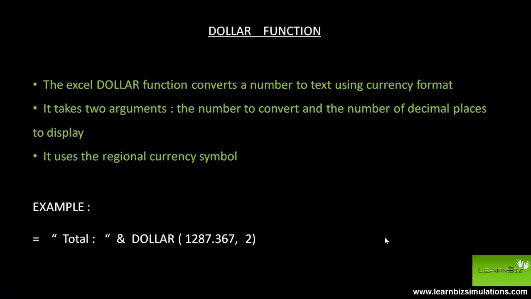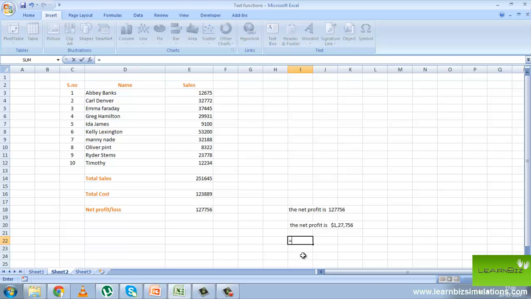The Excel DOLLAR function converts a number to text using the currency format. It takes two arguments, the number that is required to convert and the number of decimal places to display. It uses the regional currency symbol. For example, by default in India, the rupee symbol is used. Here we are going to display the contents of the cell E14 in the currency format using the DOLLAR function.